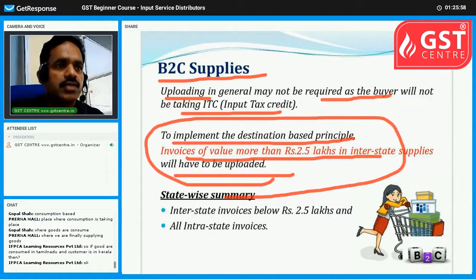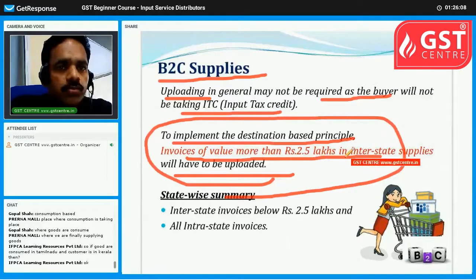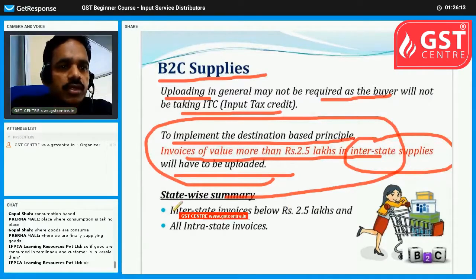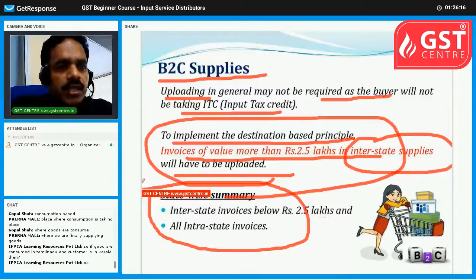In the case of B2B transactions, all invoices should be uploaded. But in the case of B2C supplies, invoice of value more than 2.5 lakhs in the interstate supplies should be uploaded. And there is a state-wise summary. Interstate invoices below rupees 2.5 lakhs should be uploaded as a state-wise summary, and all intrastate invoices, that is within the state, can be uploaded as a state-wise summary. Hope the point is clear to you.